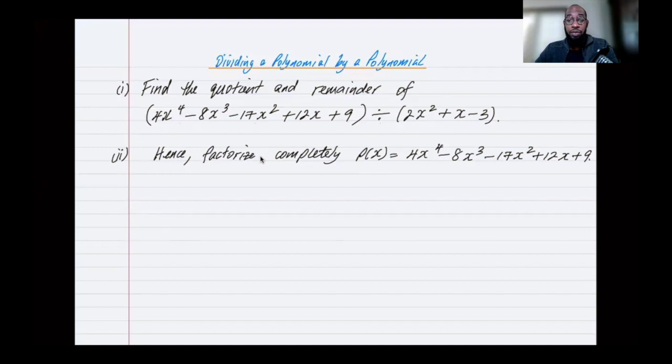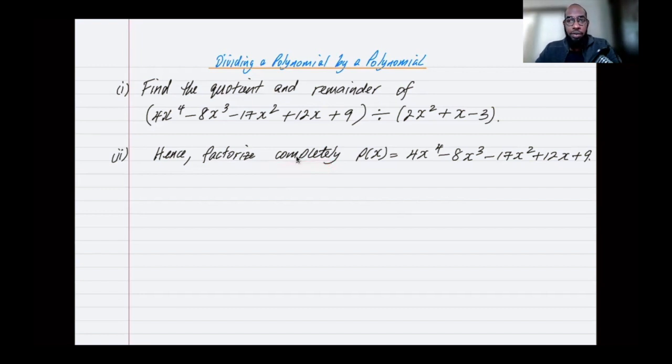Hence means you have to use the answer from part one to figure out the answer for part two. Factorize completely. So at the end, there's some quadratics you have to factorize. So you have to make sure if it can be factorized or not. If it can be factorized, you factorize it. If it cannot, you leave it as is. So we have to verify because this question specifically states factorize completely.